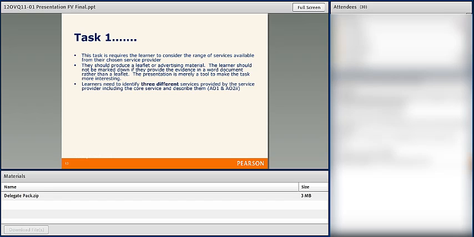And this is why I said earlier on that although a childminder does fit into the criteria for early years service, it will be more difficult for learners to actually produce the evidence for here, because childminders generally, not always, but generally only offer the core service of childcare.